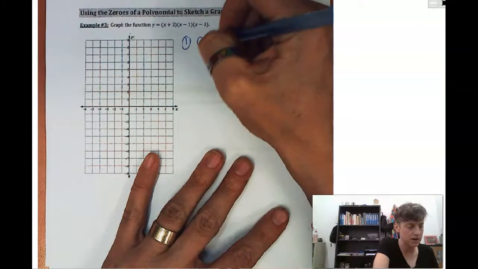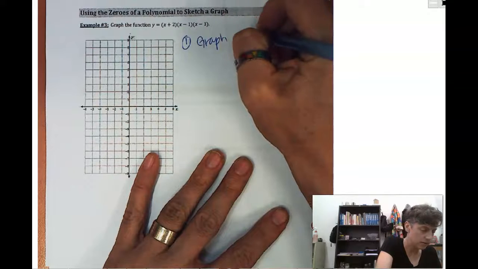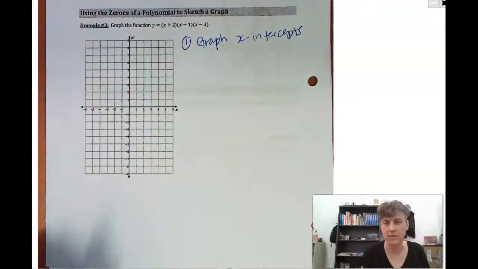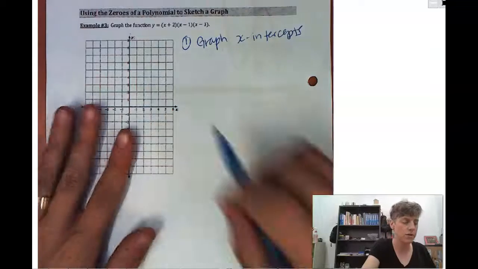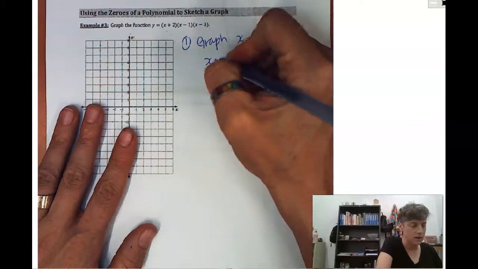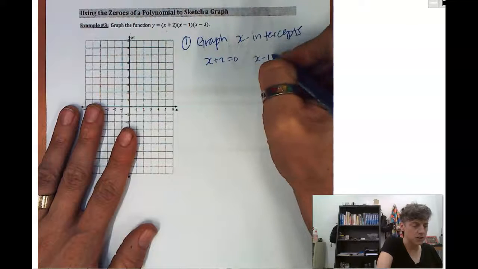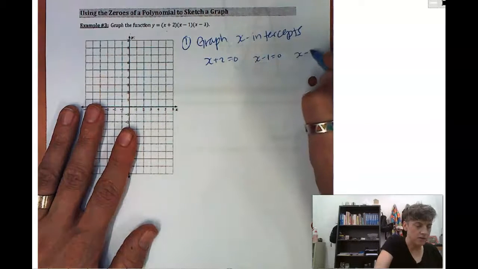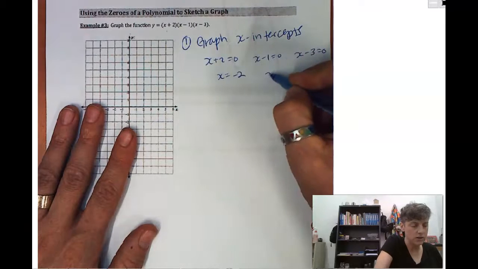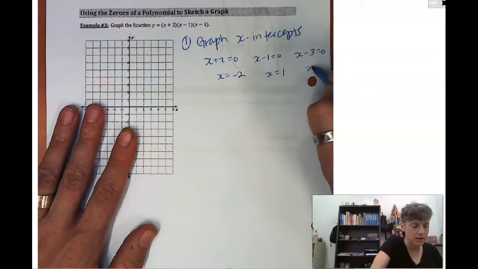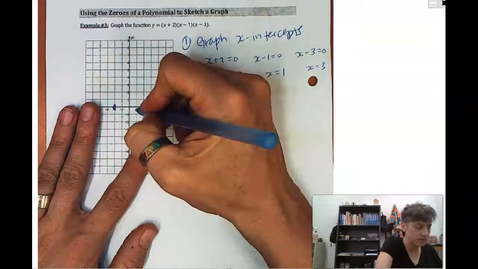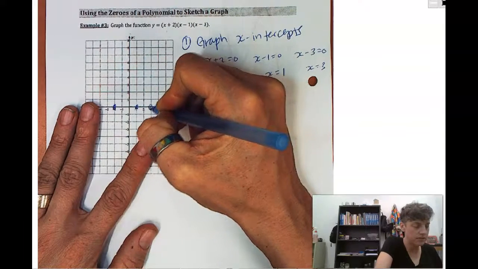Graph the x-intercepts. Where are the x-intercepts going to be? They're going to be where each of these factors equals 0. So we'll have x plus 2 equals 0, x minus 1 equals 0, x minus 3 equals 0. So we'll have an intercept at negative 2, at positive 1, and at positive 3. So we've got a point at negative 2, positive 1, and positive 3.